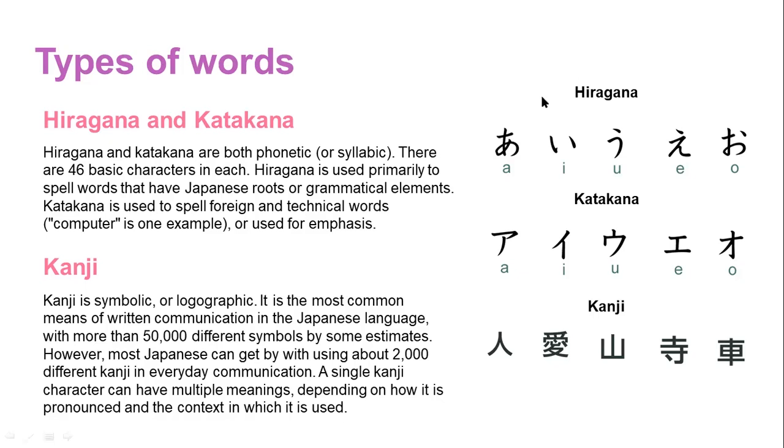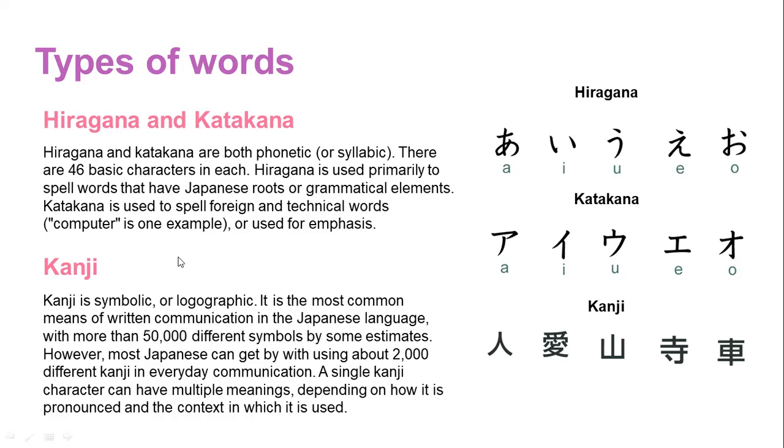Here you can see that hiragana looks like this. It describes phonetic or syllabic sounds like a, i, u, e, o. Same as hiragana, katakana also describes phonetic sounds like this.